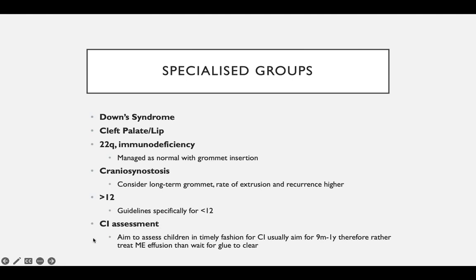And then those undergoing cochlear implant assessment. The whole thing here is that you aim to assess these children in a timely fashion for a cochlear implant. And usually, I think internationally, they say 9 months to a year, which is very early. So their recommendation is that you rather treat the middle ear effusion early on than wait for the glue to clear in order to not delay the assessment for the cochlear implant.